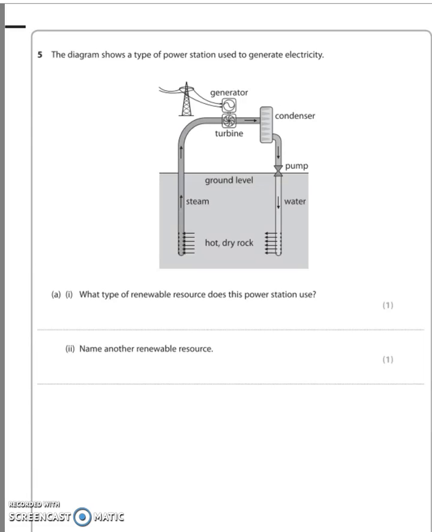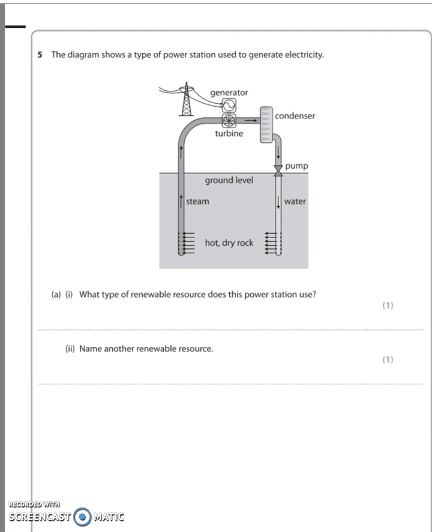Paper 1R, June 2016, question 5. So, a question about a power station. Looking at the picture, you can see that there is water being pumped down through some dry rock and coming back up as steam.